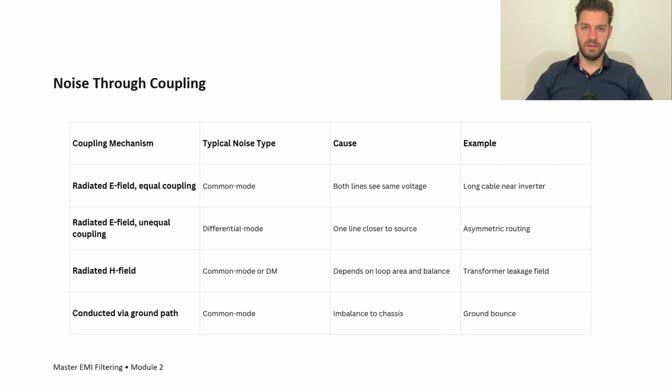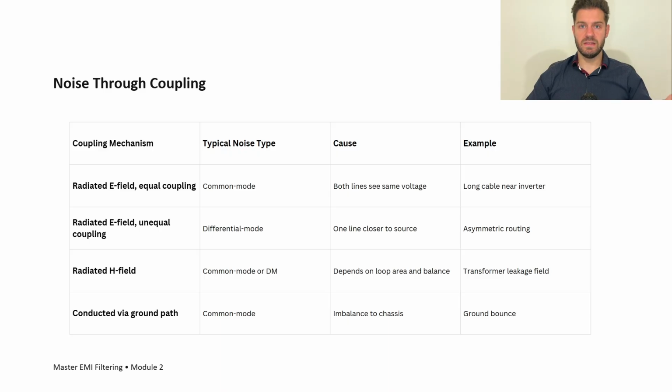To give a better idea on how noise could be generated through coupling, I've put together this table. If you recall from our previous module, we've talked about the different modes of coupling: capacitive, inductive, and conductive coupling. When it comes to capacitive and inductive coupling, or radiated coupling in general, these types of couplings usually lead to more common mode noise than differential mode noise.